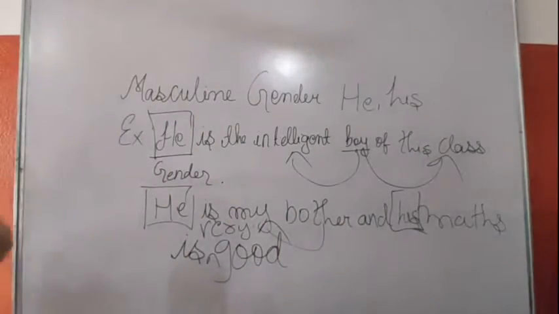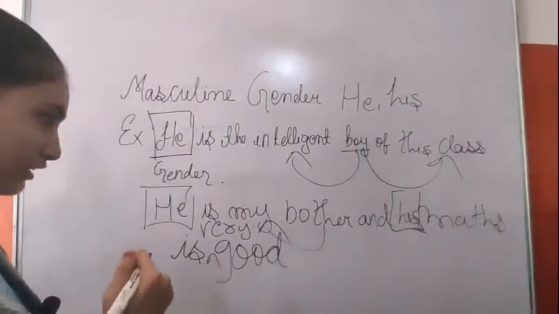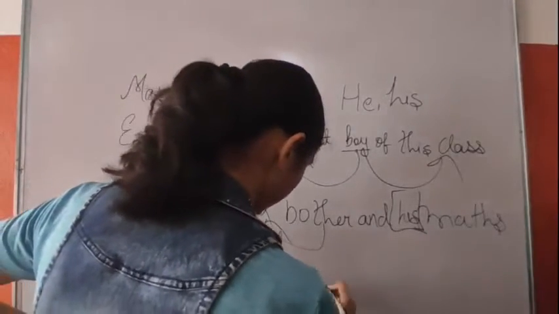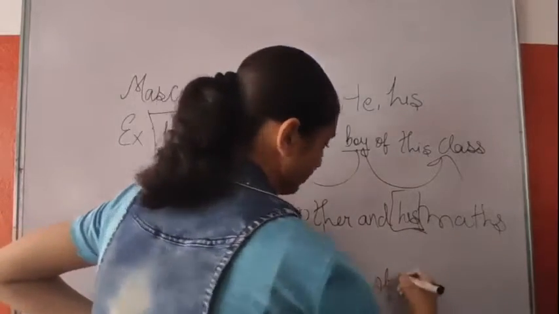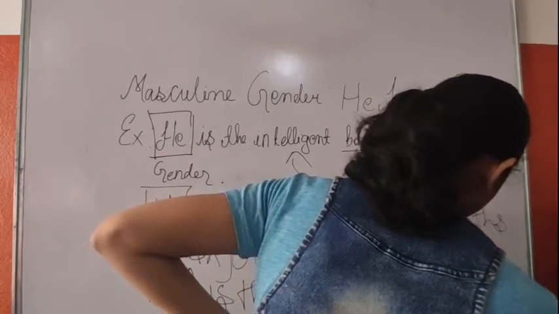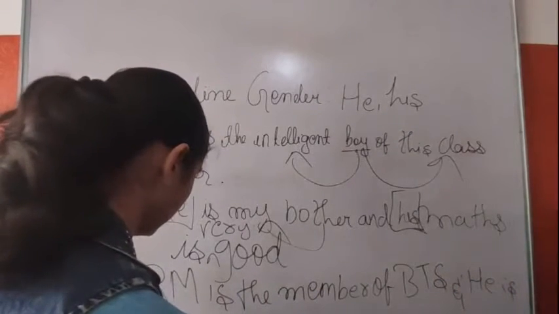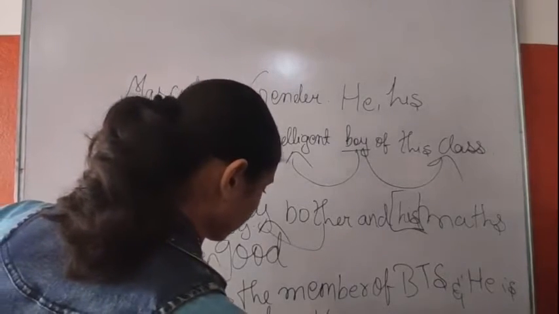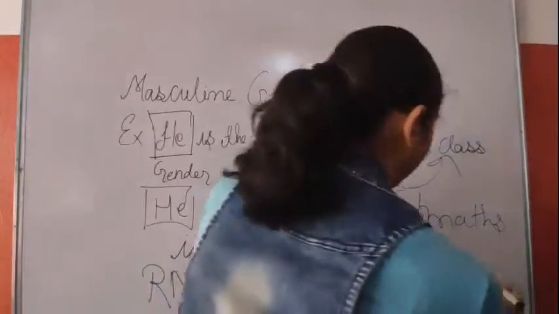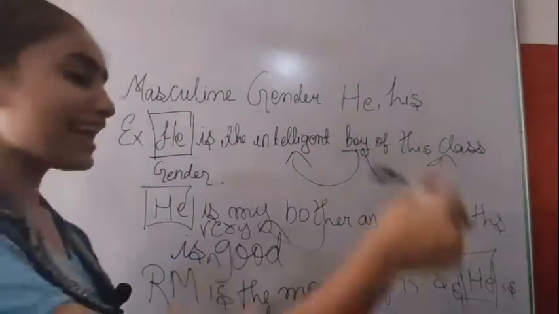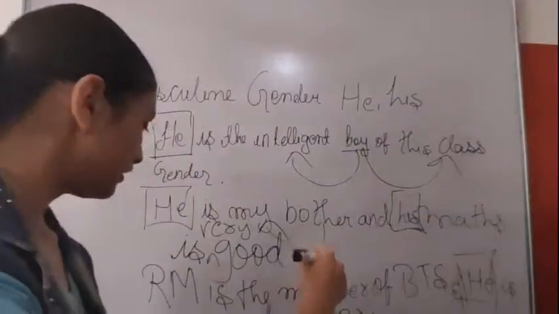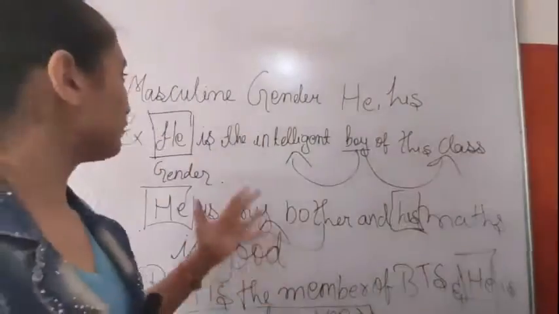Now take one more example. Let's take RM is the member of BTS and he is a good rapper. Now again, RM is a member of BTS and he is a good rapper. When I have put he over here, then you can easily identify that RM is a boy and he is a member of BTS. And you all know because he is very famous, and he is a good rapper. So that's all about the masculine gender.